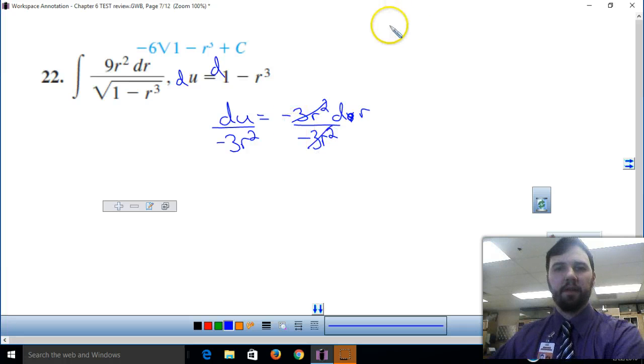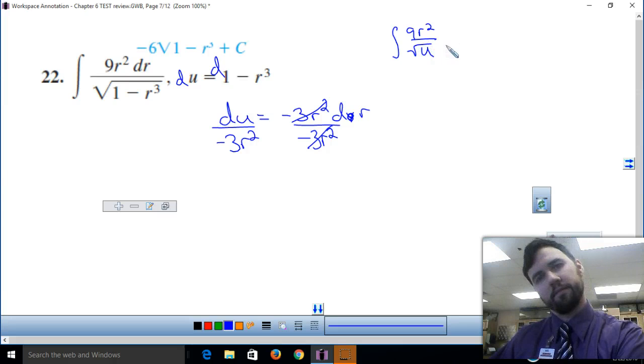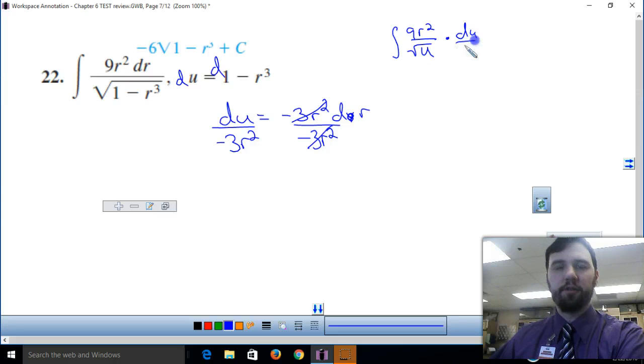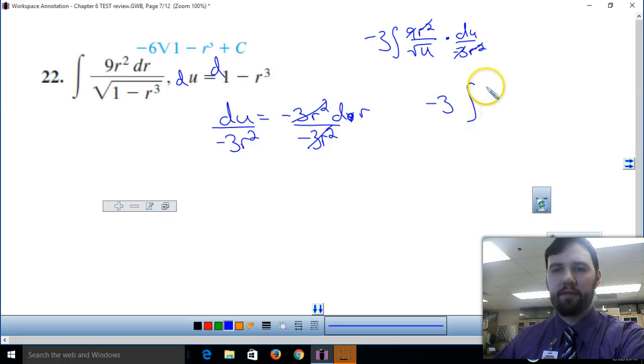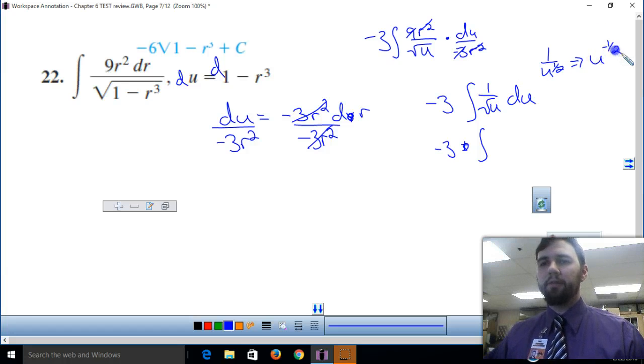I'm ready to go. So we're taking the antiderivative, 9r squared, over square root of u, right, times du over negative 3r squared. So our r squareds cancel. This becomes negative 3. I'm going to pull out in front. It's negative 3, antiderivative of 1 over root u du. But now I'm going to change that 1 over root u into 1 over u to the 1/2. So that's u to the negative 1/2, right?